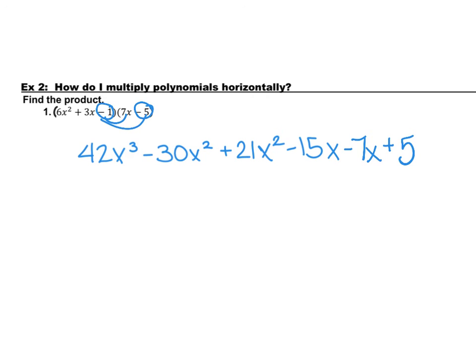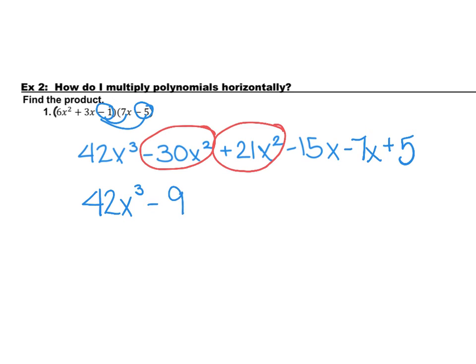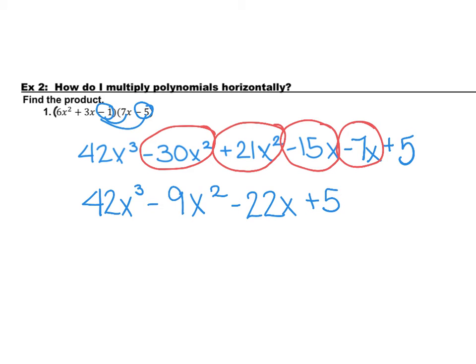And now when you're all done with this, we need to combine any like terms that we have. So notice how I have negative 30x squared and I have positive 21x squared. We're just going to have the 42x to the third, and then negative 30x squared plus 21x squared gives us a negative 9x squared. And notice how we can combine here: our negative 15x minus 7x gives us a negative 22x, and then plus 5. And once you've combined all your like terms, then you are all done.